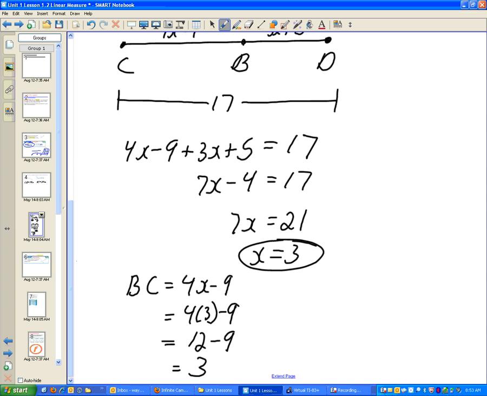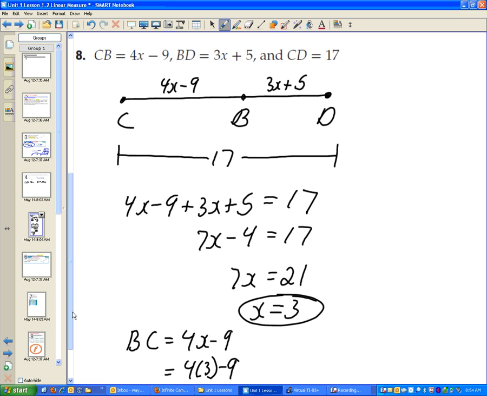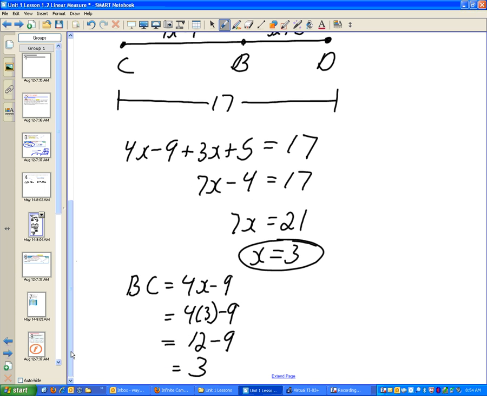Anybody get the same thing I did? Now that I know the length of BC is 3, my drawing was way out of scale, wasn't it? Did that affect the way I worked the problem? Did that hurt me in any way? No, not at all. Any questions?